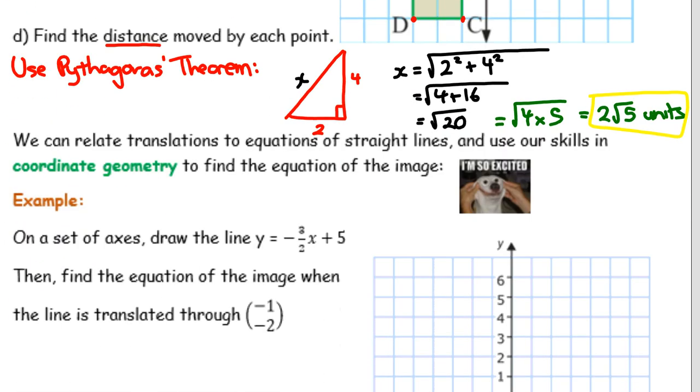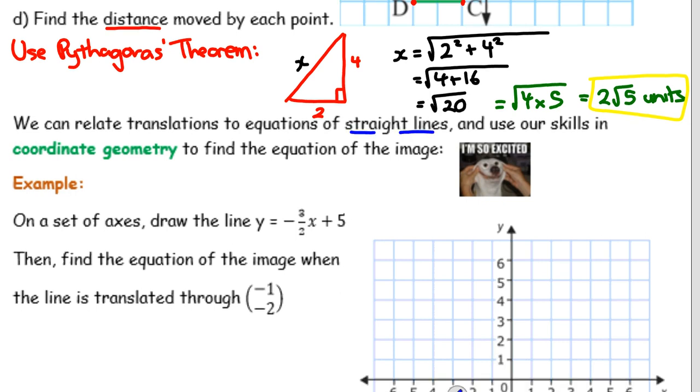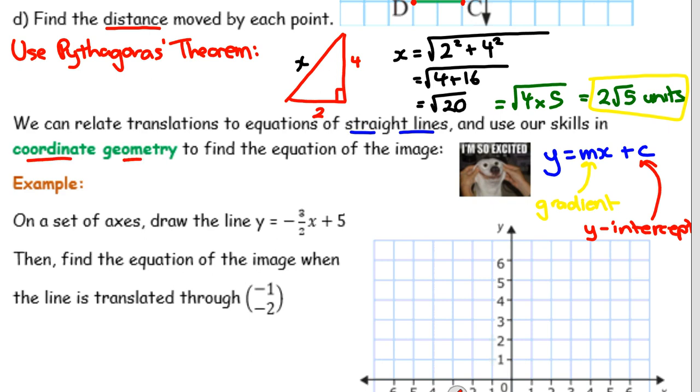So we can relate translations to equations of straight lines. So equations of straight lines, remember back to coordinate geometry, y equals mx plus c. What does the m stand for? It is the gradient. What does the c stand for? It is the y-intercept. So we can relate translations to equations of straight lines and use our skills in coordinate geometry, because you're experts in them by now, to find the equation of the image. Remember, the image is the result that happens after the transformation has occurred.